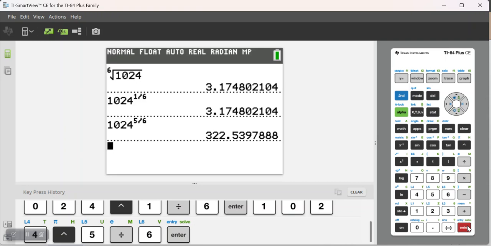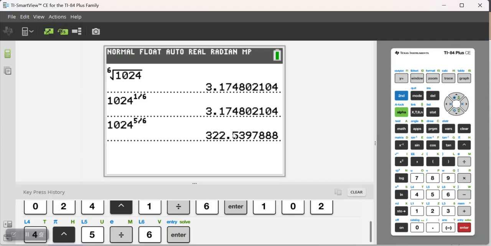But really the important thing to understand here is the connection between rational exponents and radical expressions. Yes, every root corresponds to a rational exponent, but when you change the numerator of that rational exponent, you are also changing the power on the value that you're obtaining. So 1024 to the 5/6 power is taking the sixth root of 1024 and raising that to the fifth power. Or you can think of it as taking 1024 to the fifth power and then taking the sixth root of that. It means the same thing.